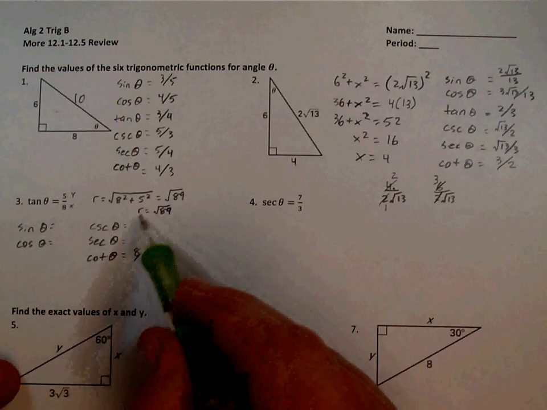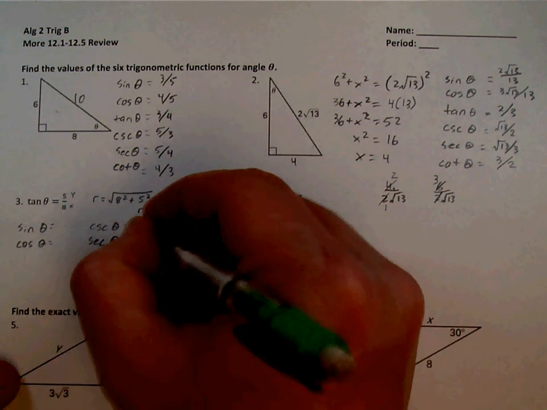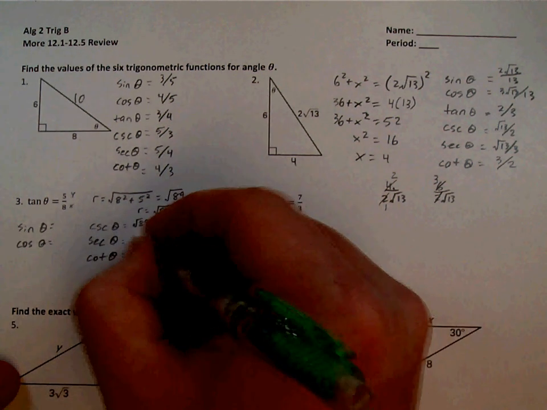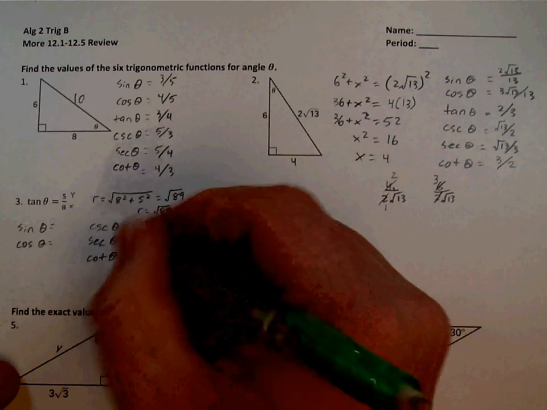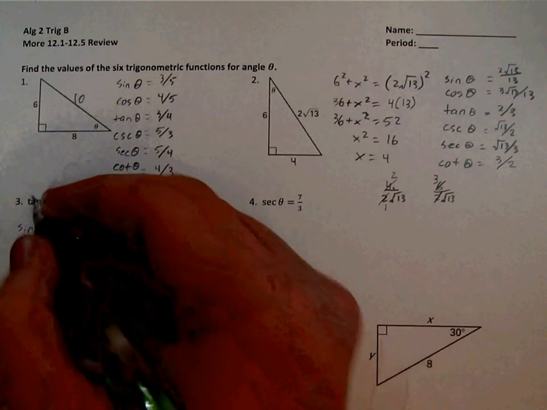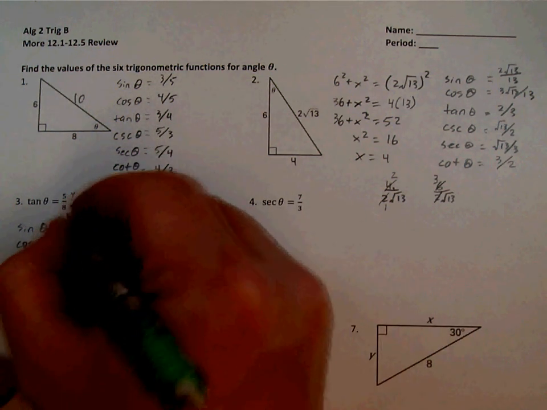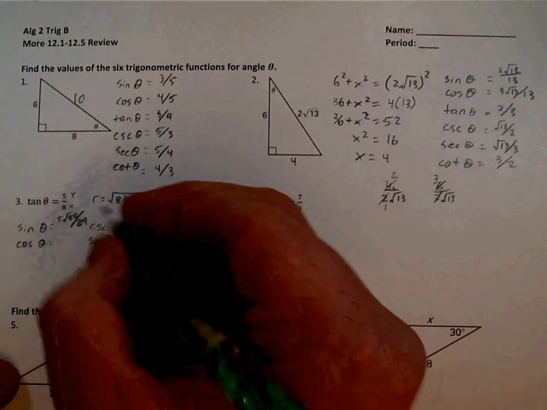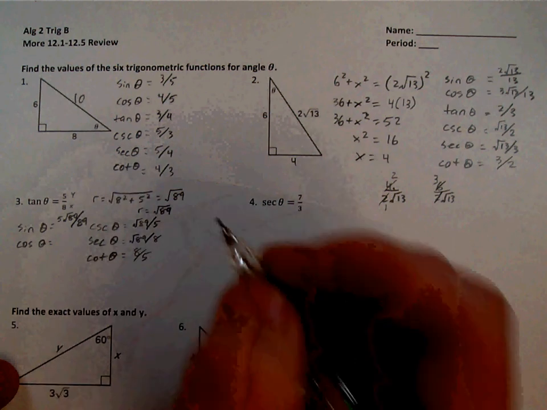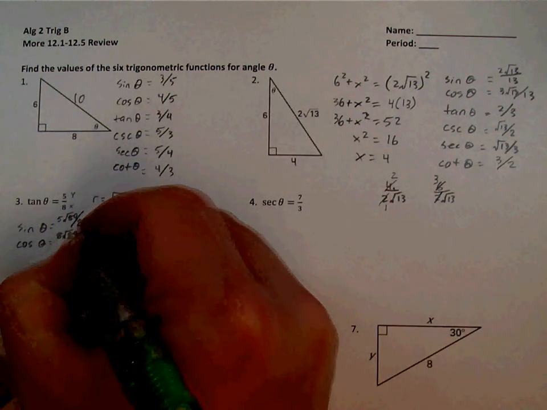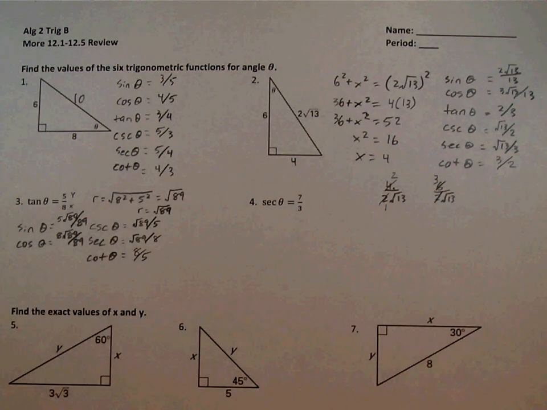Cosecant is r over y, so that's square root of 89 over 5. Secant is the r, square root of 89 over x, which is 8. But then I've got to reciprocate those and rationalize them. So for sine, I'm going to have 5 square root of 89 over 89. For cosine, I'll have 8 square root of 89 over 89.